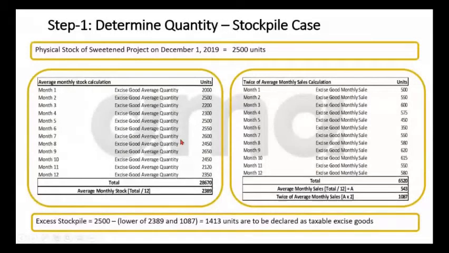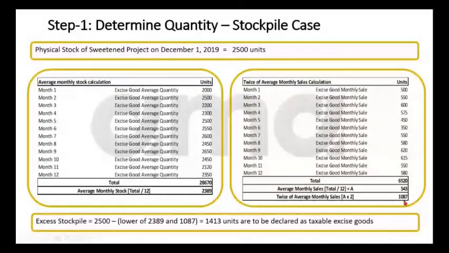What we did, month-wise, we counted the average stock, where average stock is opening balance plus closing balance divided by 2. So we took the average stocks and then took their average, and we arrived at 2389, which is one quantity. And for the average sales, we took the monthly sales and their average, which was 1087.